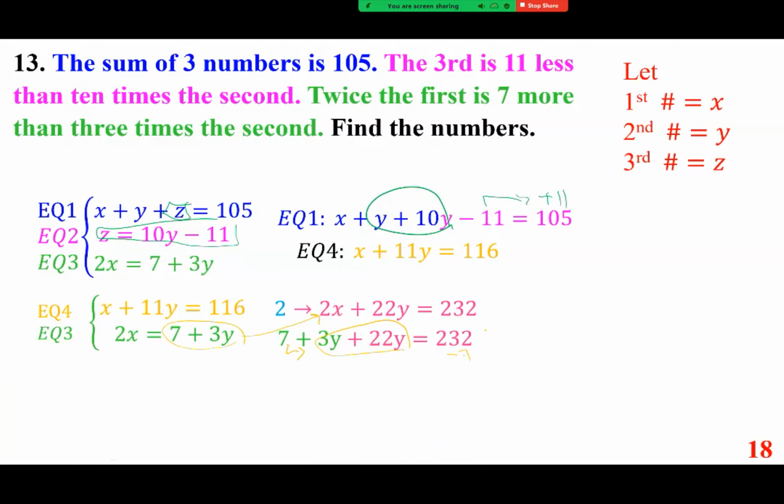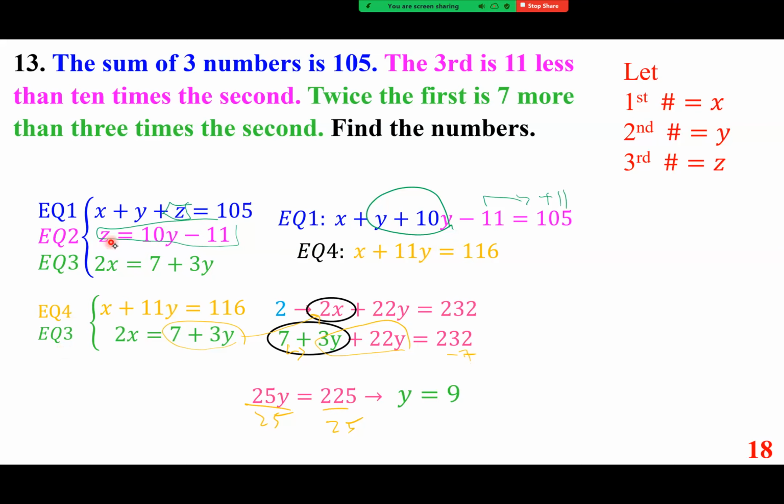I'm going to subtract 7 from both sides. I get 225. So that's what I did, 2x and 7. Okay. And then I'm going to divide by 25. And I get 9. So y is 9.